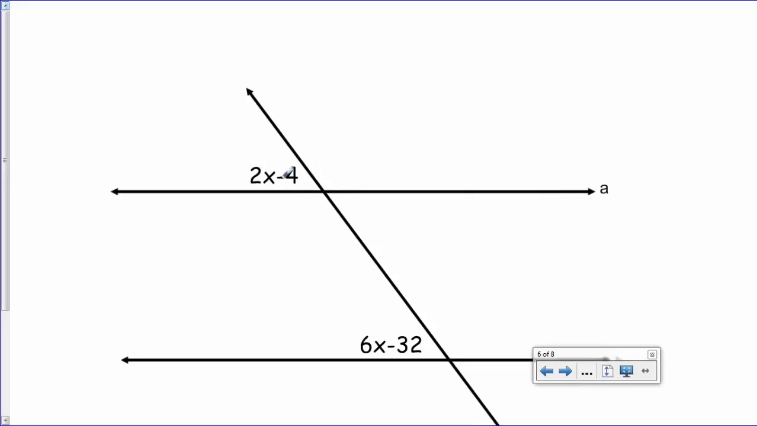Next, we'll take a look at an example that doesn't use numbers, instead it uses x's. We identify the angle pair first. These two angles are corresponding angles. We know that corresponding angles are congruent. If they're congruent, that means the same as equal. We set the two expressions equal to each other. 2x minus 4 equals 6x minus 32.